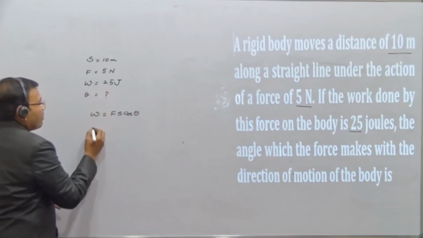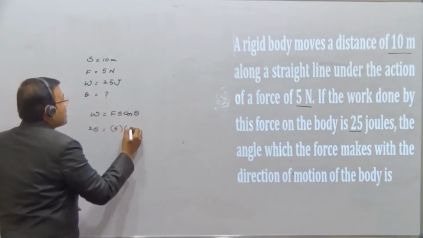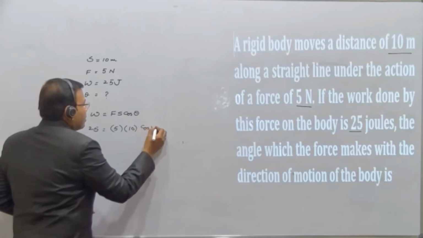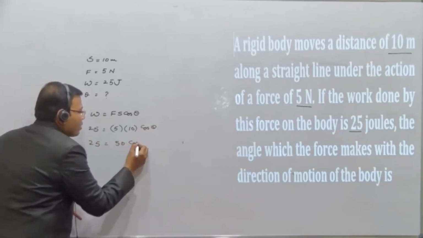What is W? W is 25. What is F? It is 5. S is 10. Cos theta. So this is 25, that is equal to 50 cos theta.